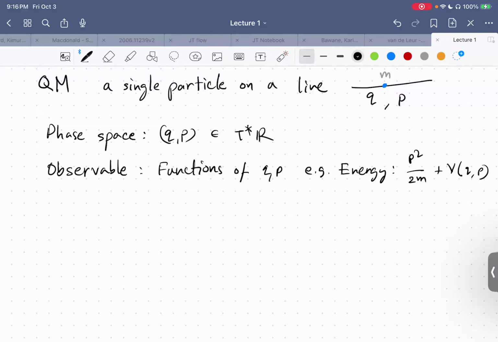Okay, so this is classical stuff. Now, when we quantize, what do we do? Or basically, what do we mean by quantization? I'm not going to give a rigorous definition, but roughly speaking, we replace this classical phase space by a Hilbert space.